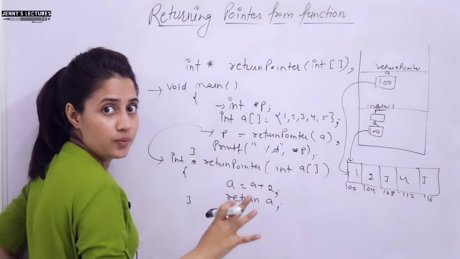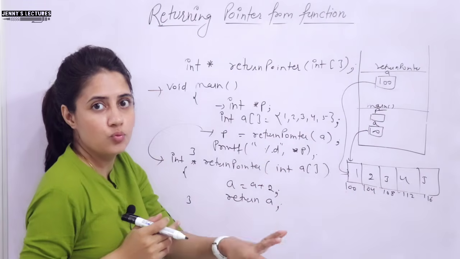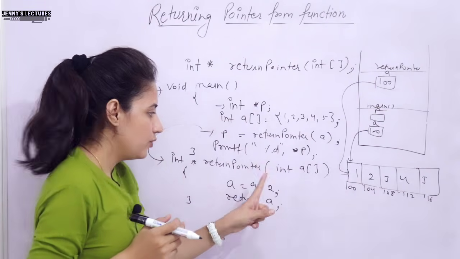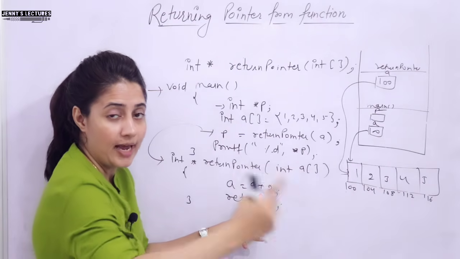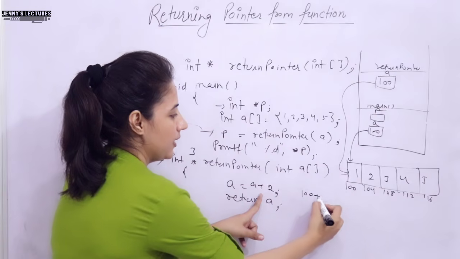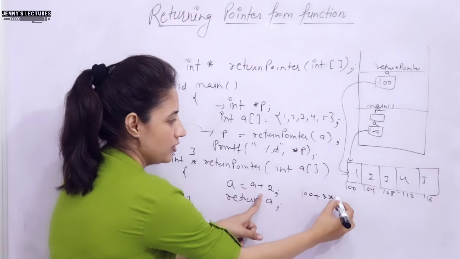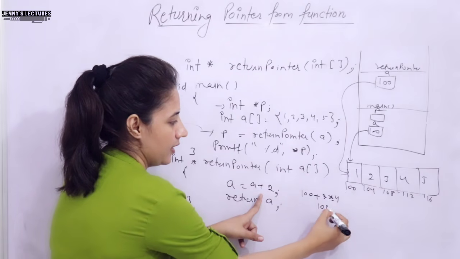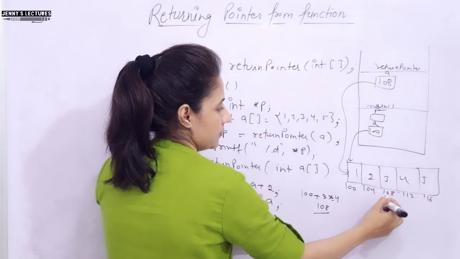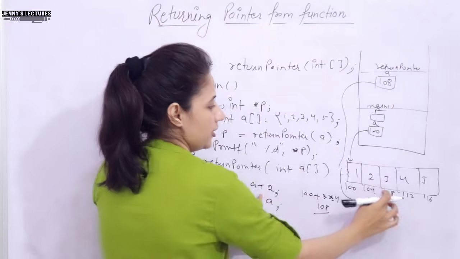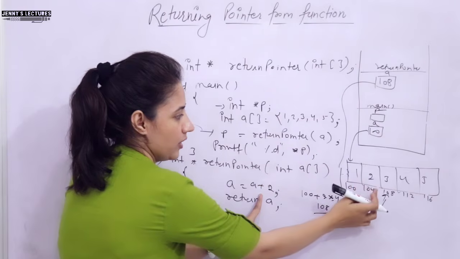a is equal to a plus 2 means we are incrementing the pointer. It doesn't mean 100 plus 2, 102. It's pointer arithmetic. It means we are going to move the pointer 2 positions forward, right? Actually it means a, that is 100, plus 2 into size of the data type. Data type is integer, size of data type is 4. So 108 here. Now a is containing 108. Now a is pointing to here. This a, the a in this function, this pointer, moves 2 positions forward, 1, 2.